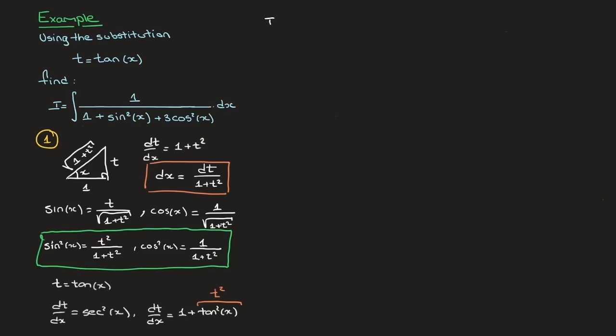And we can go ahead and state that I is equal to the integral of 1 over 1 plus sine squared of x, which is t squared over 1 plus t squared. So I just write that. That's t squared over 1 plus t squared, plus 3 cosine squared of x. So that will be 3 over 1 plus t squared. And finally, we replace this dx by the expression we have here. So that's dt over 1 plus t squared. And as such, we've now completed the first step. We've rewritten this integral in terms of t.